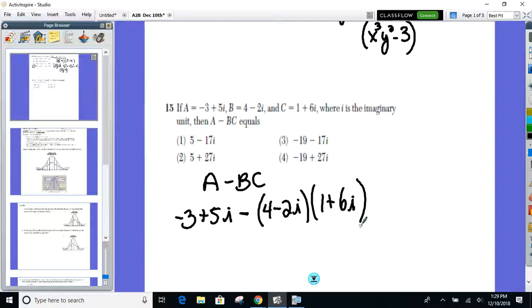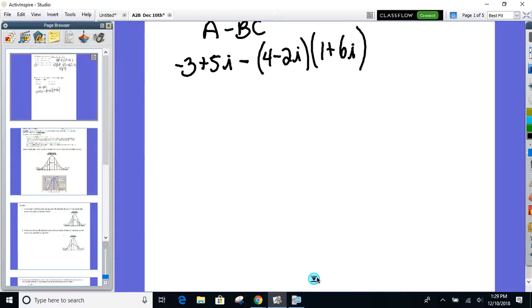Okay, can you multiply for me first? We'll do the negative, that minus sign here, in a second. All right, dig deep. Make last year proud. Here we go. Ready? 4 times 1, 4. 4 times 6i, 24i. All I'm doing is double distributing. How about negative 2 times 1? Negative 2i times 1. Minus 2i.